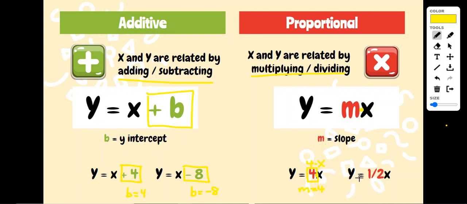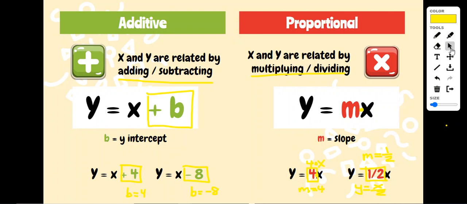In our next equation, y is equal to 1/2 x. That means our coefficient, or the number we're multiplying x by, is 1/2. That could also be written as y is equal to x divided by 2. Remember that multiplying by half and dividing by 2 are functionally the same. And in this case, m is equal to 1/2.